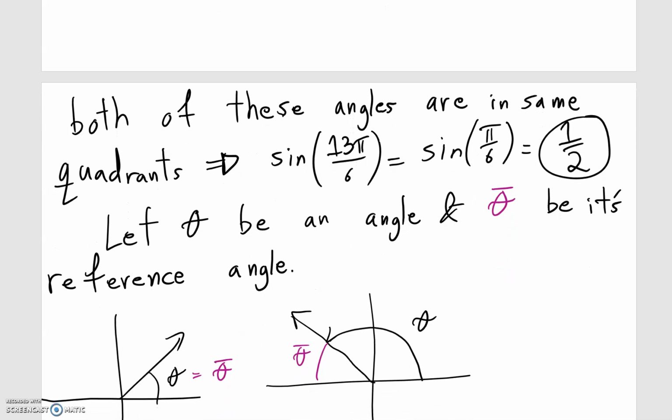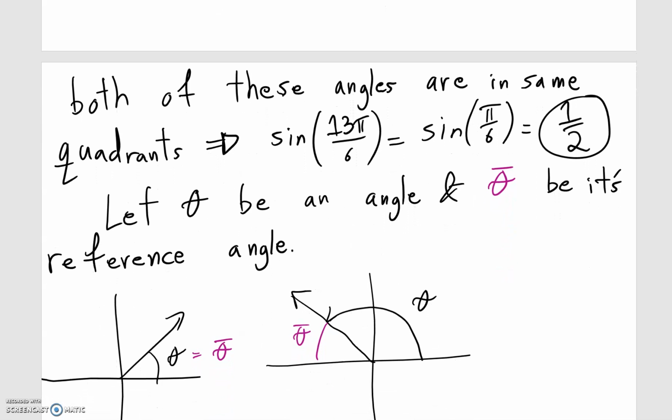Since both of those angles, 13 pi over 6 and pi over 6, are in the same quadrant, and they're both coterminal, you must have that sine of 13 pi over 6 is equal to sine of pi over 6. Sine of pi over 6, you know that's a special unit circle value. This is equal to 1/2.